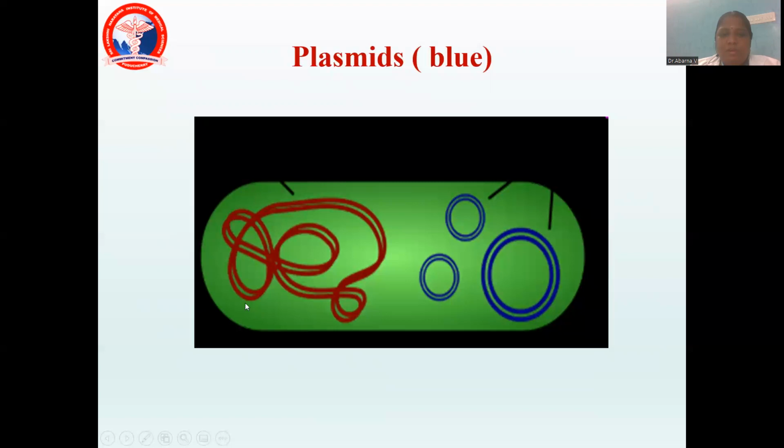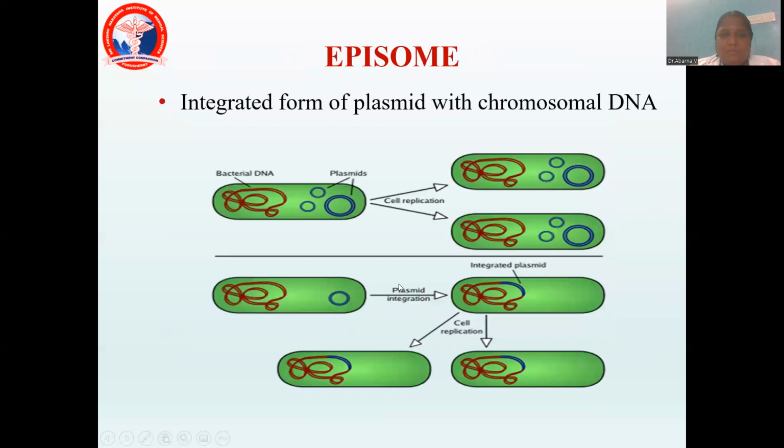When you see this picture, the red ones are the central bacterial chromosomes, and the blue circular extrachromosomal materials are the plasmids. Here we can find the integrated form of a plasmid with the chromosomal DNA. That is known as an episome.